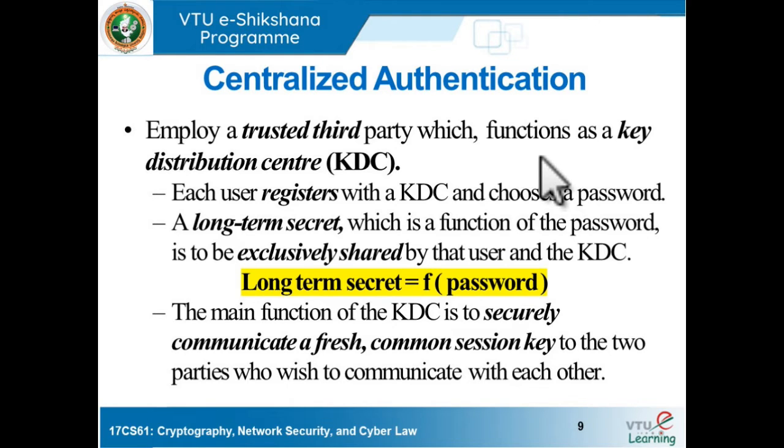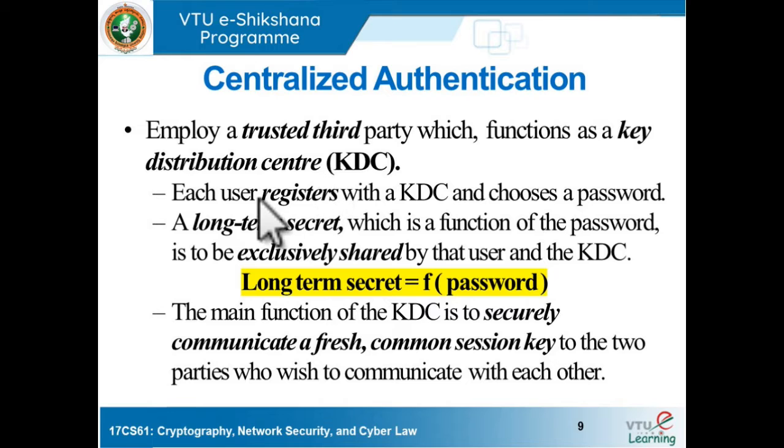Now, having understood the disadvantage associated with symmetric key cryptography, though it has a plus point over public key cryptography, let us see what other way we have in order to achieve authentication. The method that we discuss over here, we call centralized authentication. It is called centralized authentication because we employ a trusted third party in order to provide the authentication service. This trusted third party is also called the Key Distribution Center or KDC.